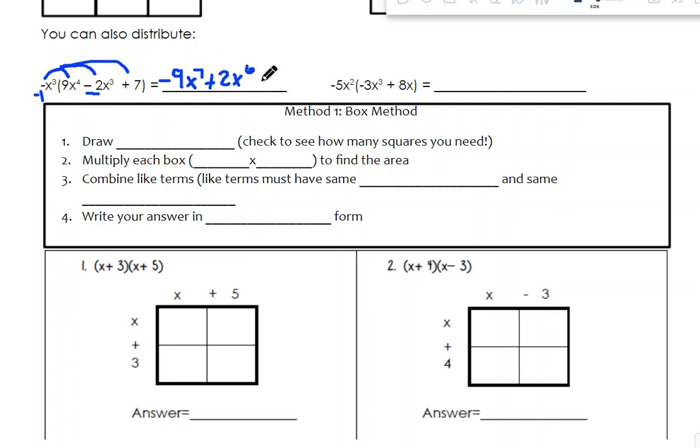Negative 1 times 7 would be negative 7. And then that negative 1 had x to the third, so it would be x to the third. Right? So that's the other way we can do it. We can do a box method, or we can distribute, right? So let's try this one. Let's do the same thing.